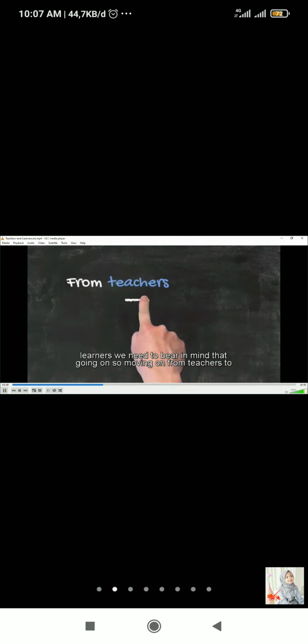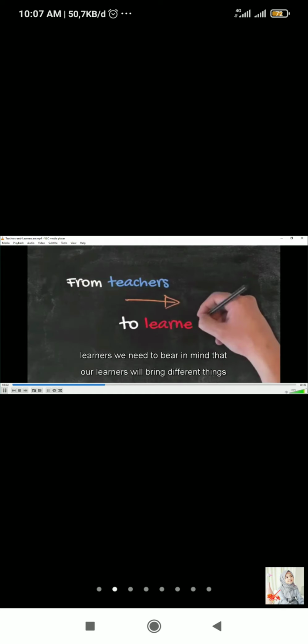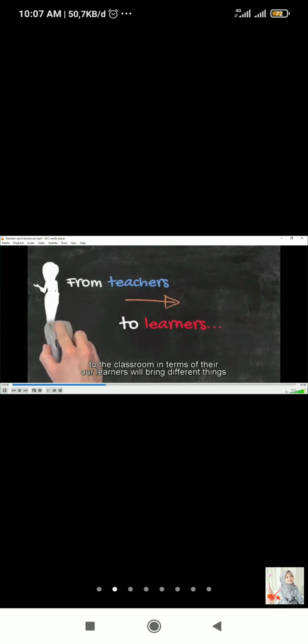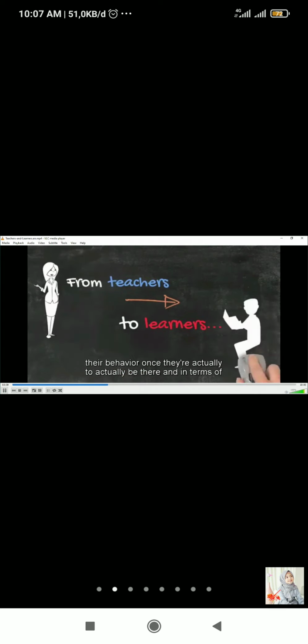So moving on from teachers to learners, we need to bear in mind that our learners will bring different things to the classroom in terms of their experience, in terms of their motivation to actually be there, and in terms of their behaviour once they're actually there.